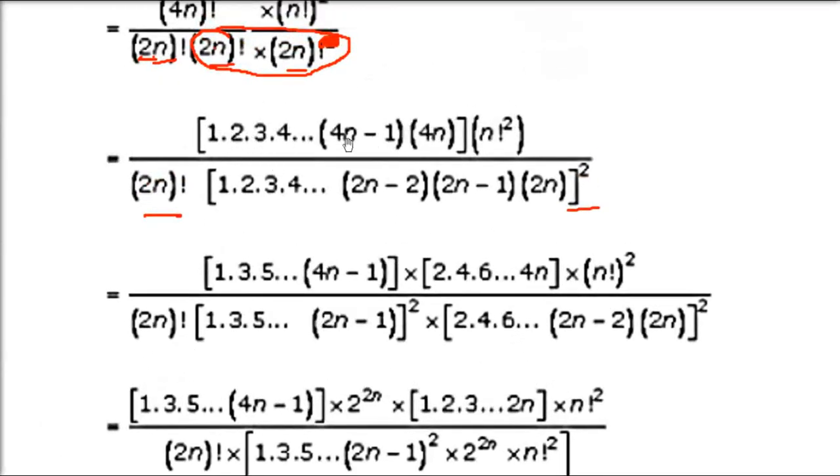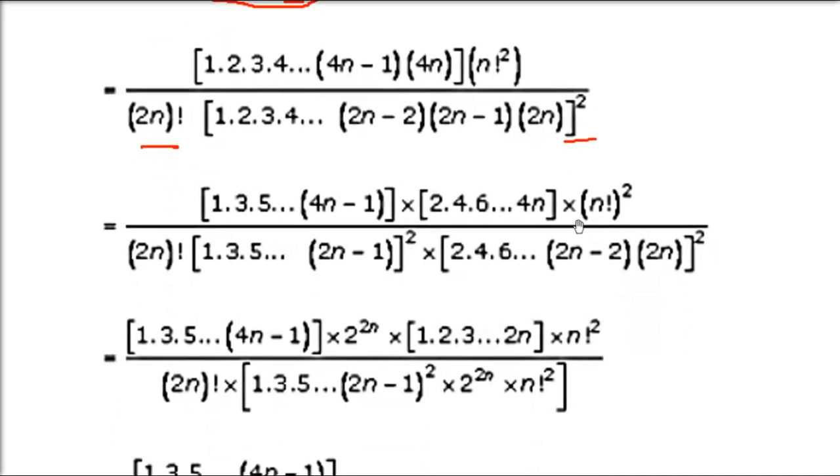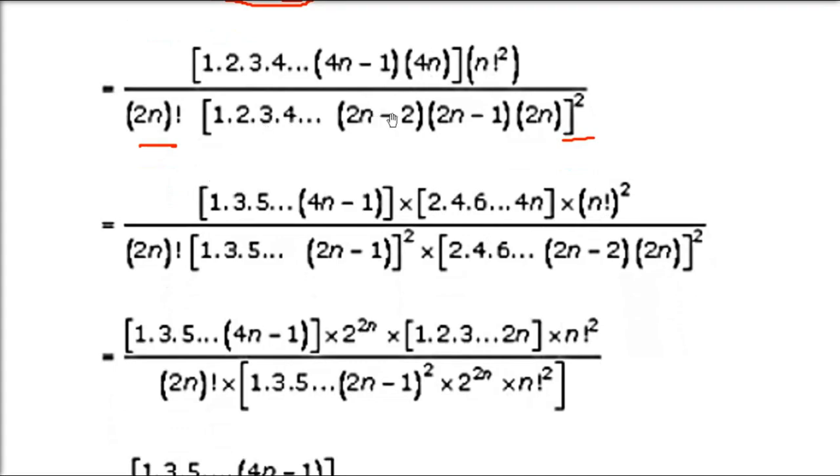Now what we have done here, even and odd we have taken separately. 1, 3 till 4n minus 1. It will be odd. 1, 3, 5, 4n minus 1. What about even? You have 2, 4 till 4n. This is going to be even. And factorial n square remains there.